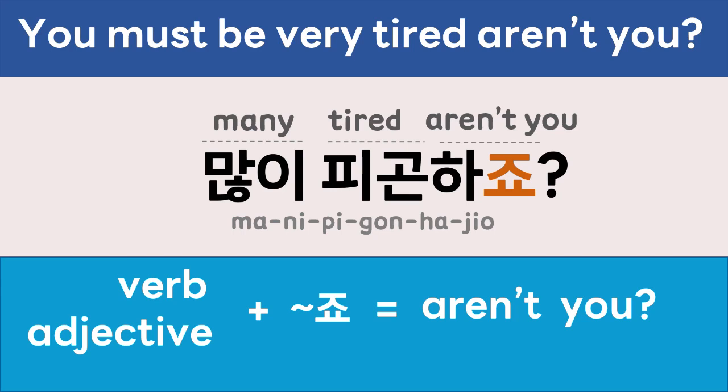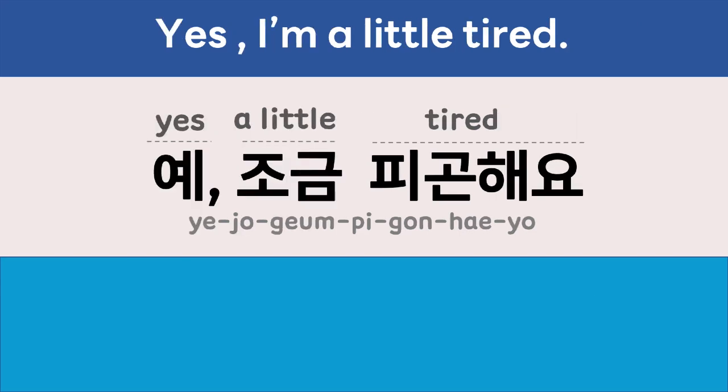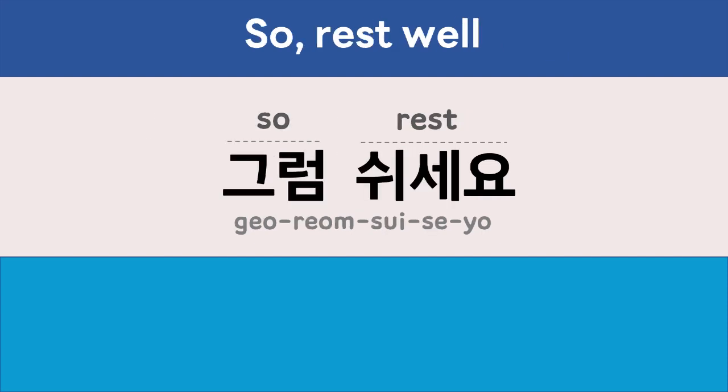You must be very tired, aren't you? 많이 피곤하죠? Verb or adjective combined 죠 means aren't you. Yes, I'm a little tired. 예, 조금 피곤해요. So, rest well. 그럼 쉬세요.